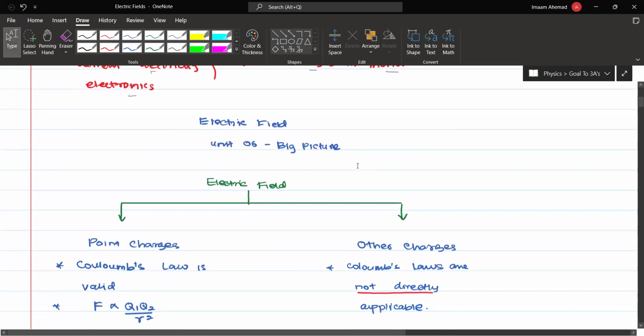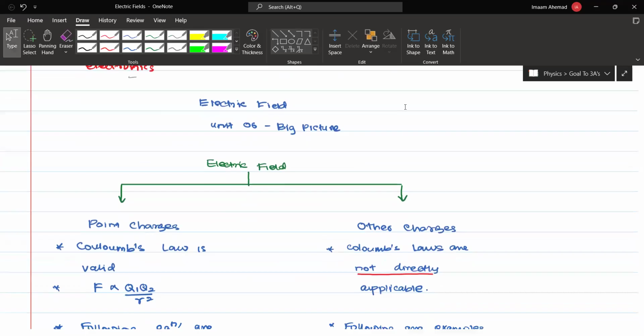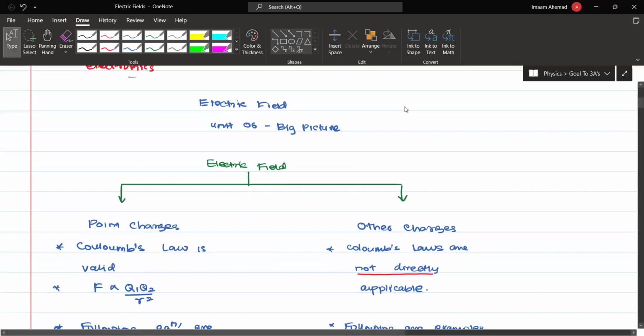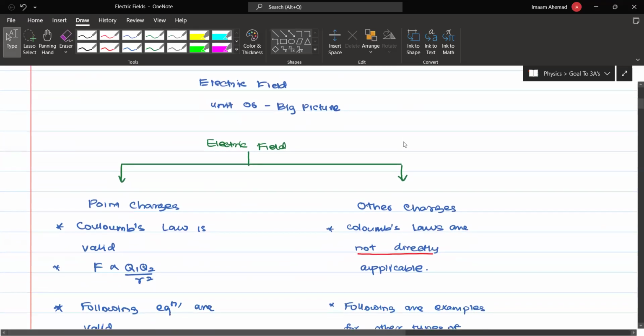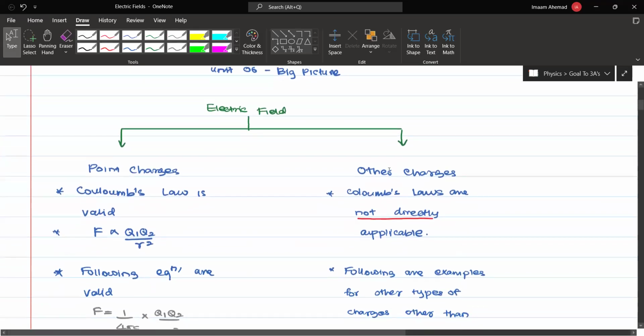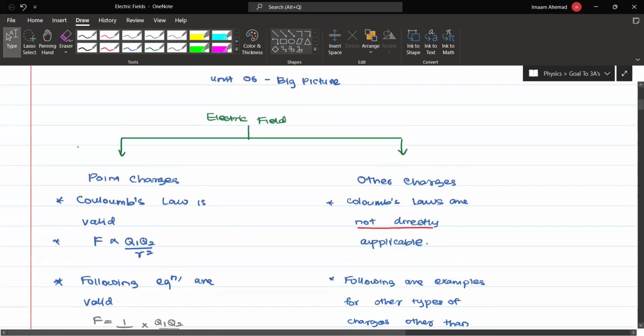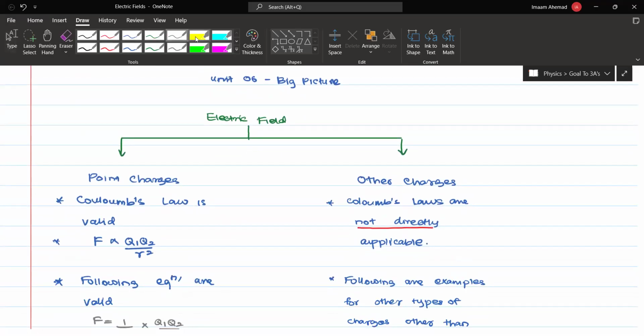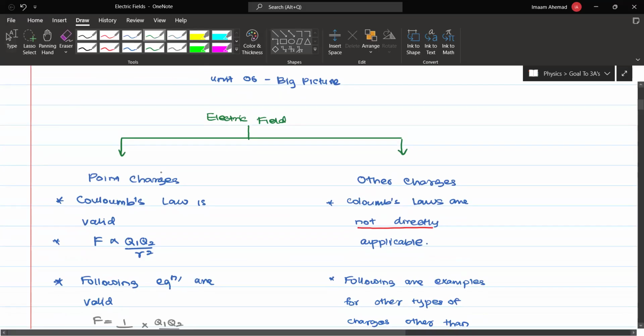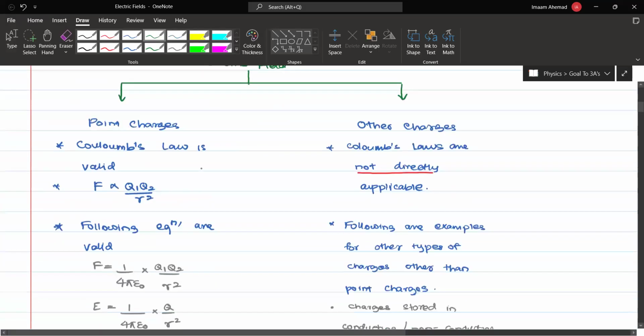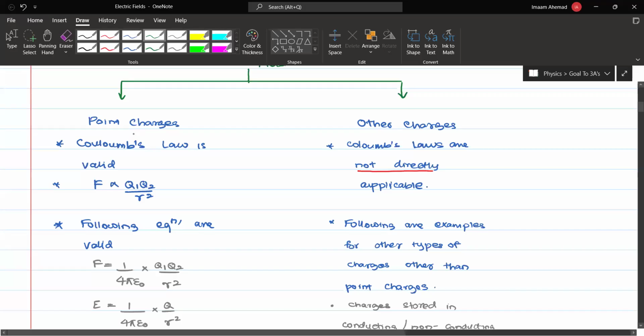So the objective of today's meeting is to provide you with a big picture of electric field. So let's divide electric field into two parts. First, we can say electric fields where we discuss point charges, and then we have the other types of charges.